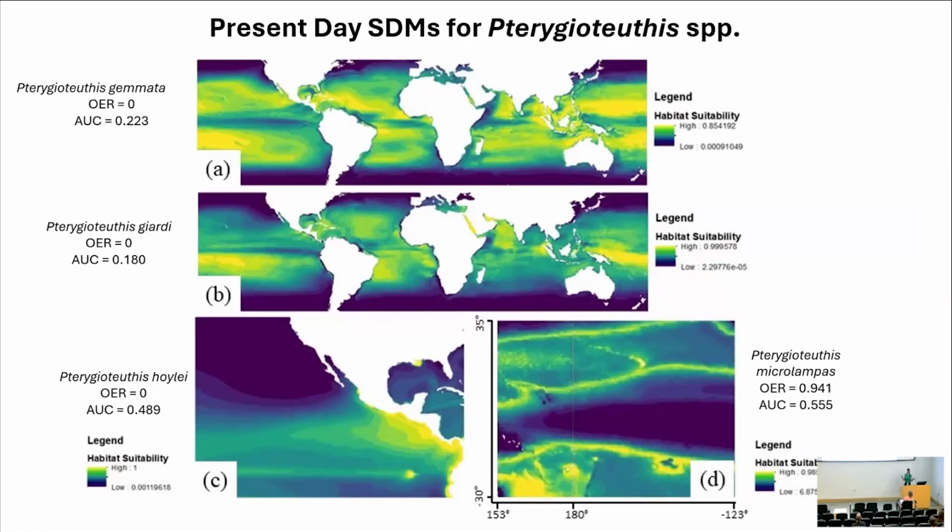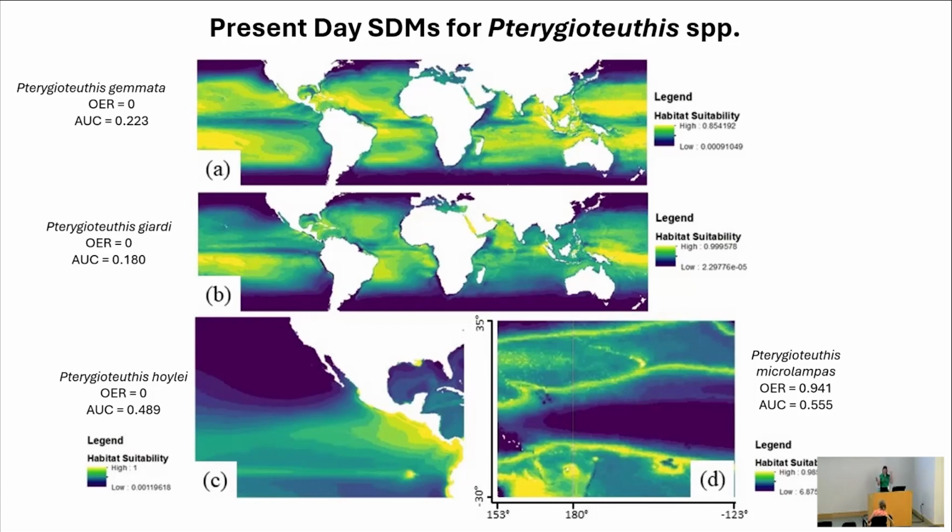So here are present day SDMs for our Pterygioteuthis species. Yellow represents high habitat suitability, and blue represents low habitat suitability. Pterygioteuthis gemmata and giardi are global species, as you can see. Pterygioteuthis hoylei is concentrated in the Eastern Pacific, and then this is the Western Pacific. So right here, I think is Hawaii, and over here would be like Australia. This is that kind of region of the world.